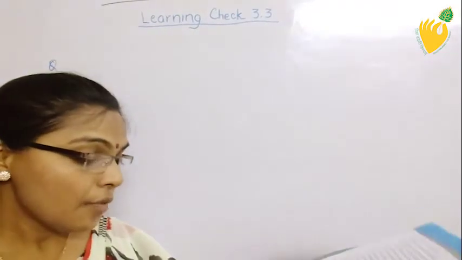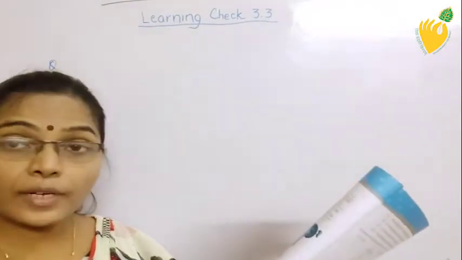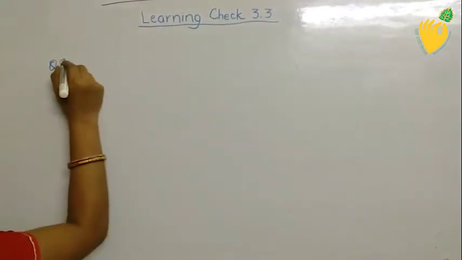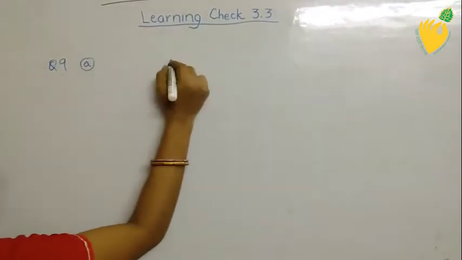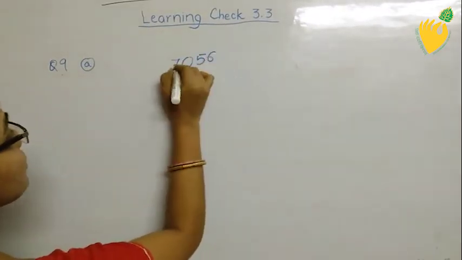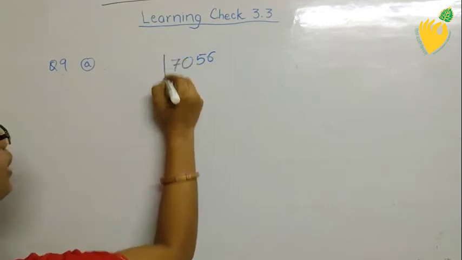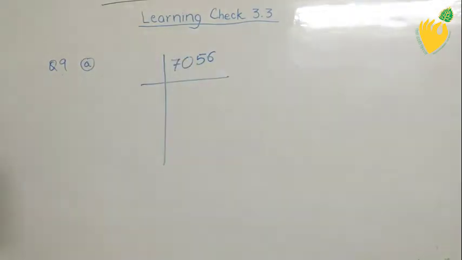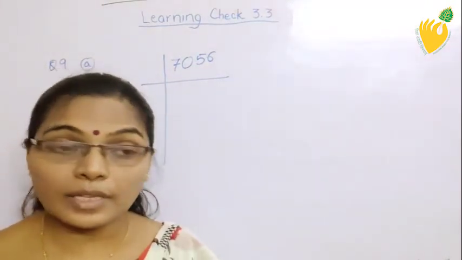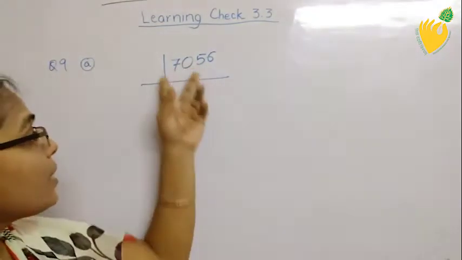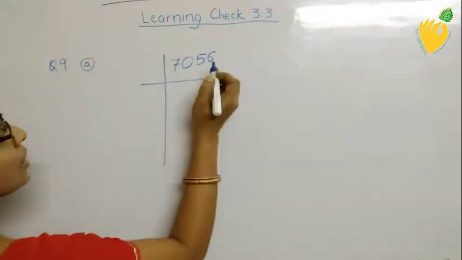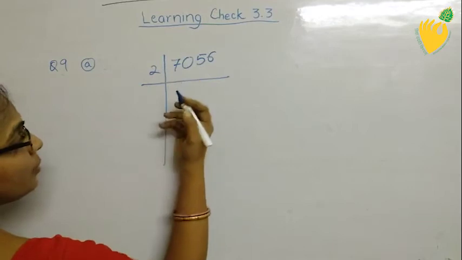Question number 9 is, find the square root by prime factorization method. 7056. Question number 9, first part, 7056. So students, you have to find the square root of this by prime factorization method. I have already told you what prime factorization method means. You have to find the prime factors of the given number and make pairs of them.